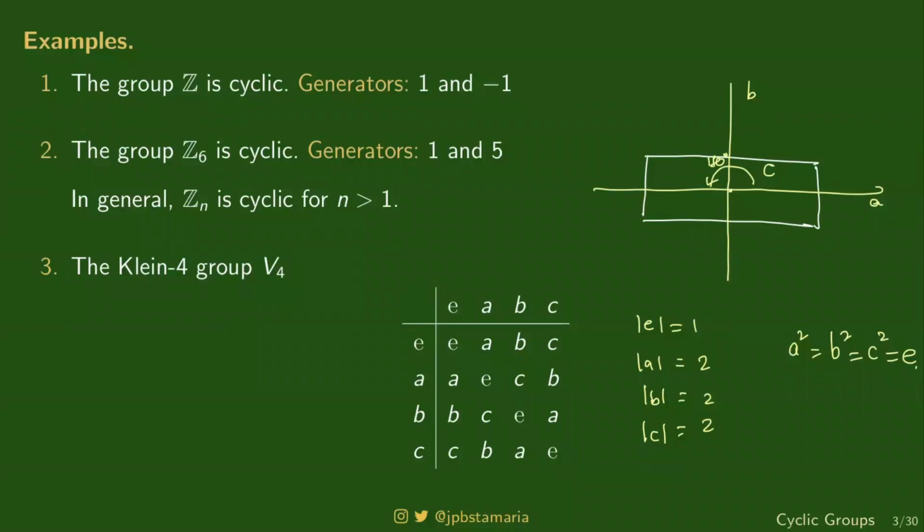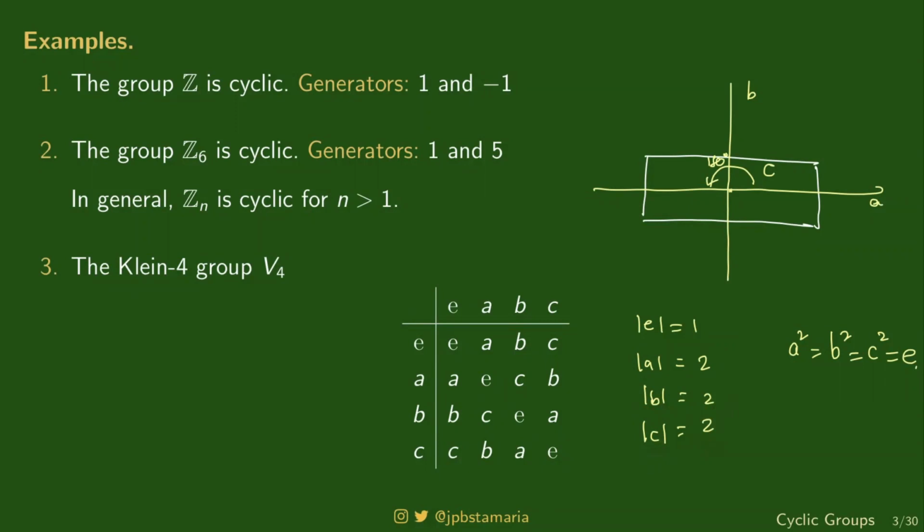Meron ba makakapag-generate kay Klein-4 na isang element? None. Kasi, for example, ilan ang mag-generate ni A? 2. Remember, kung ano yung order, yun yung number of elements na mag-generate niya. So, B can generate only 2 elements. C can generate only 2 elements. Yun yung sabihin ng order talaga by the previous theorem. So therefore, none of the elements has order 4, so none can generate the entire group.